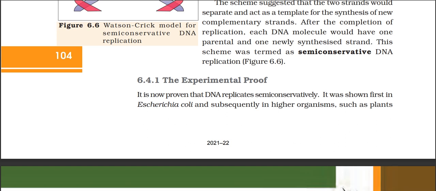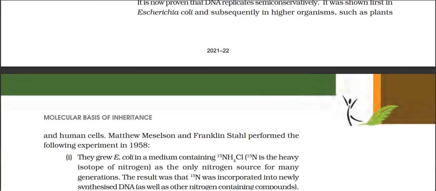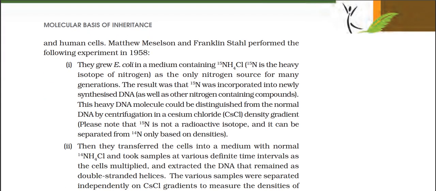6.4.1 The experimental proof. It is now proven that DNA replicates semi-conservatively. It was shown first in Escherichia coli and subsequently in higher organisms, such as plants and human cells. Matthew Meselson and Franklin Stahl performed the following experiment in 1958.